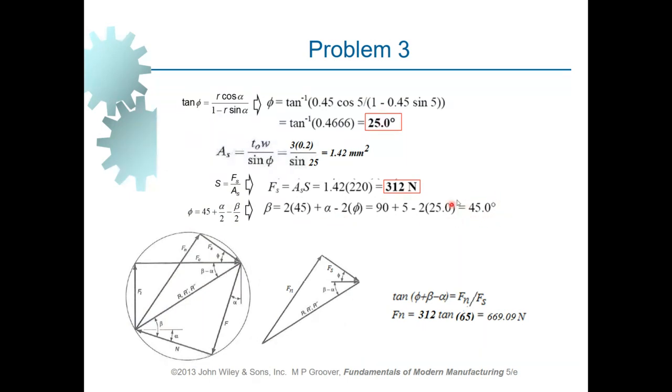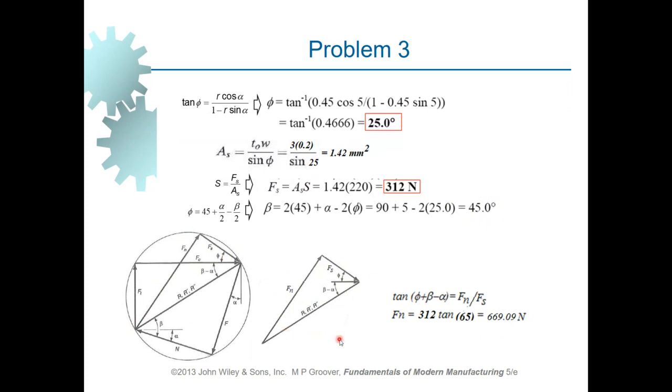Once we have the value of beta computed, then we have beta, alpha, and phi all available. Then it is possible for us to write a tan equation, the tan of this angle, which is equal to Fn divided by Fs, and we solve the problem for Fn. Now we have this angle, so we can compute its tan. We have Fs available. From this, we can compute the value of Fn. So by making use of the force diagram, we took this triangle out and we computed the value of Fn.